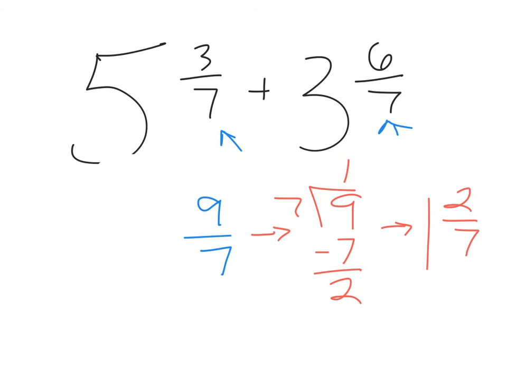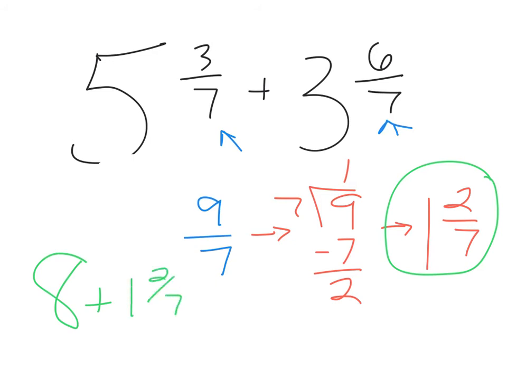Well, watch how easy this is. All I have to do now is, when I add those two whole numbers together, once again, 5 plus 3 we know was 8. So 8 is going to come in now, but I simply have to add it to my fraction answer. So 8 plus 1 2/7: 8 plus 1 is 9, and then the 2/7. All we ended up doing was adding together the whole numbers at this point. 8 plus 1 is 9, and then 2/7 was my fraction.